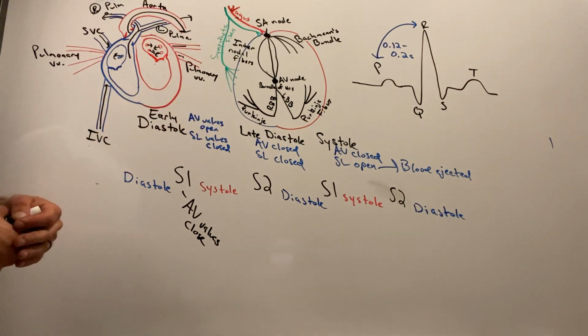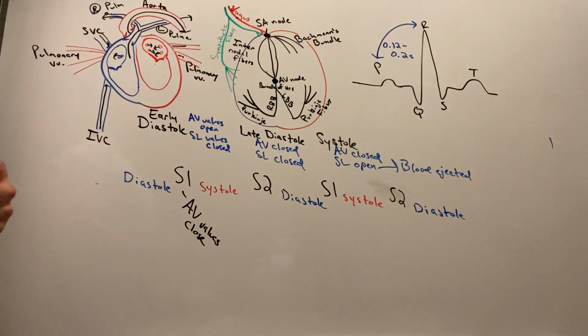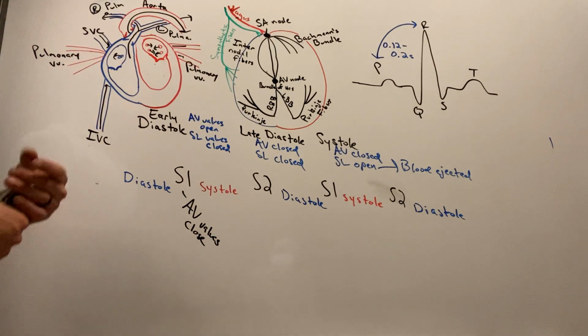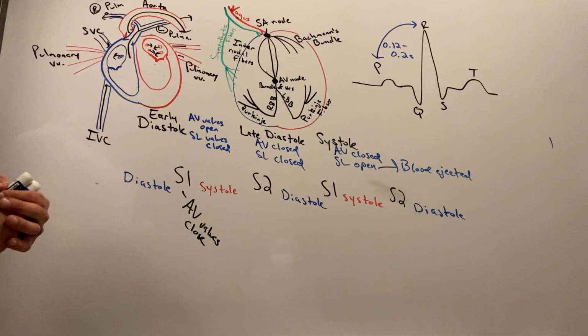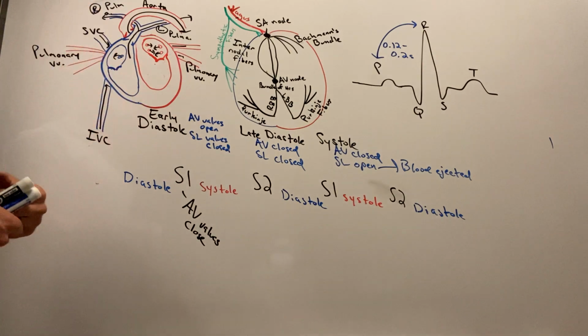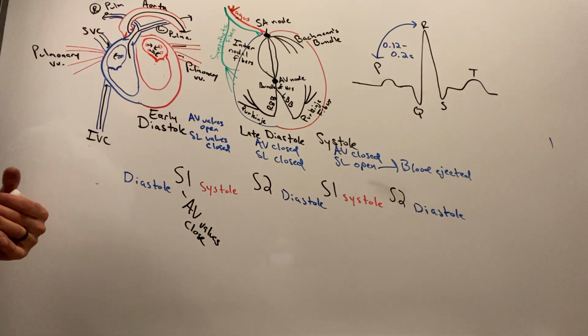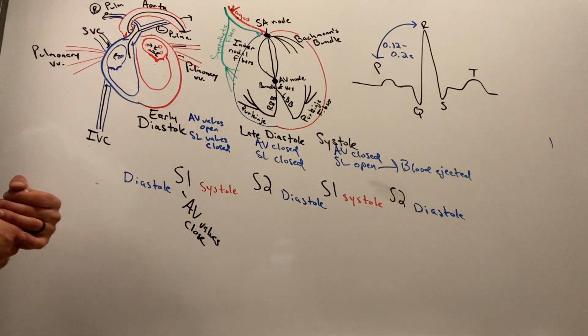So systole, so we carried the electrical current through the ventricles, they contracted. The AV valves stay closed. So I'm going to go back up and talk about that. So why do the AV valves stay closed? When the ventricles are contracting really hard, we want blood to move forward. Forward meaning into the pulmonary trunk and into the aorta. We don't want retrograde flow, what we call regurgitation.